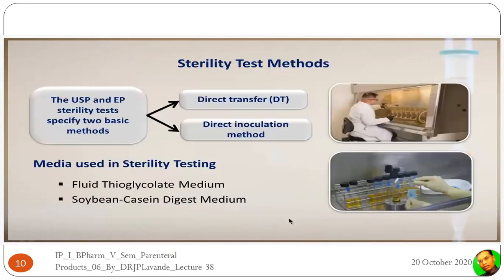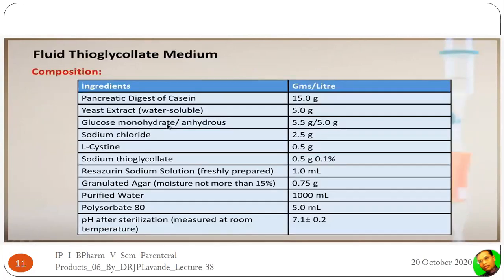Now, in order to carry out the sterility test, there are different methods like the direct transfer method and the direct inoculation method. The United States Pharmacopoeia and the European Pharmacopoeia have given the sterility test and specified two basic methods. And in order to perform these two basic sterility test methods, the official media mentioned in the USP as well as the European Pharmacopoeia are the fluid thioglycolate medium and the soybean casein digest medium.